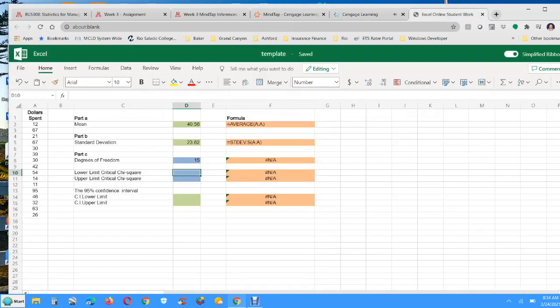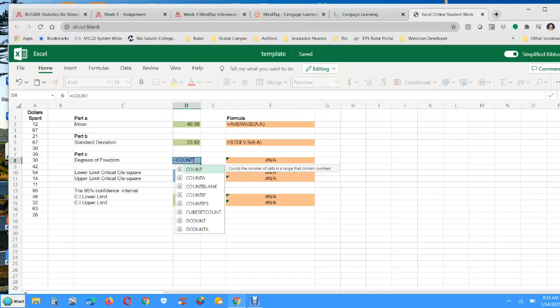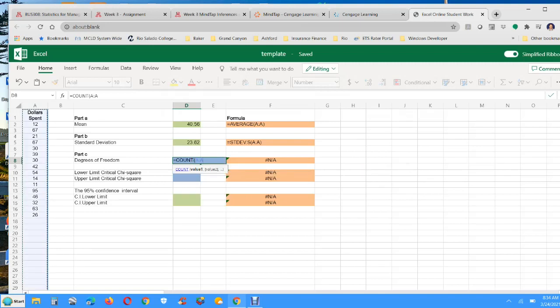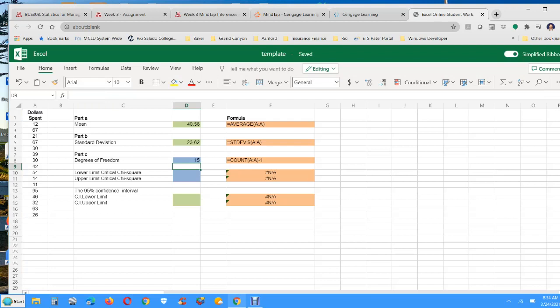Right, so instead of manually counting this, they actually want to use the Excel function, which is COUNT, and then parentheses, and again, the column, all the things that are in column A, just the data values, and then you'll get that 16. But now I need to go back and do that minus 1 to get your degrees of freedom, which is the 15. It's the n minus 1 for degrees of freedom. And then we'll go to the lower limit critical chi-squared area. Let's go back to the video.